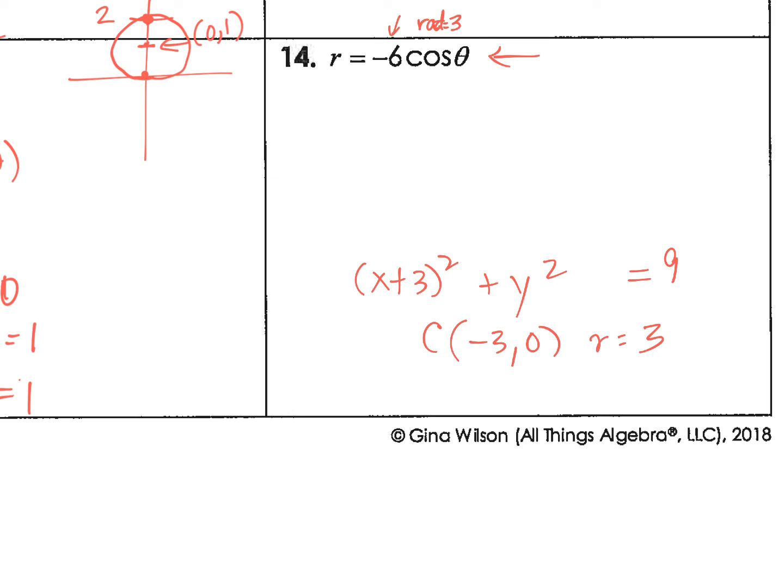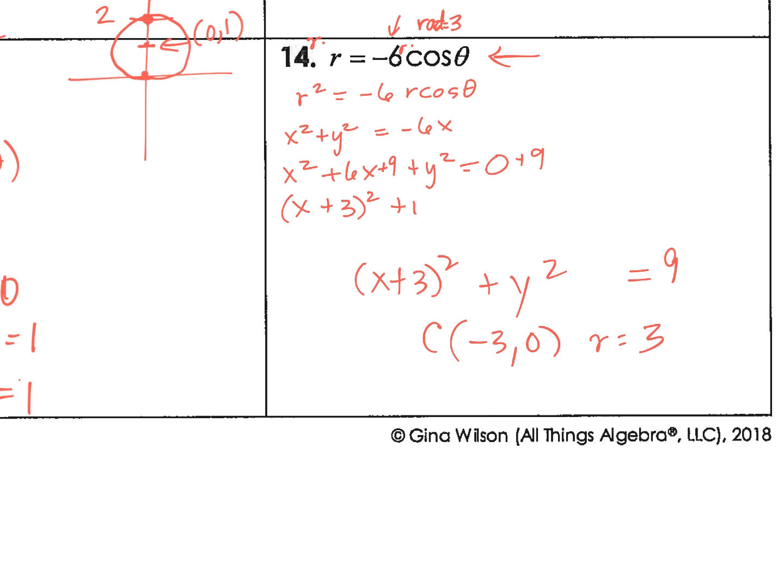Multiply both sides by r. So r squared equals negative 6 r cosine theta. So x squared plus y squared equals negative 6x. So x squared plus 6x plus y squared equals 0. We're going to add 9 to both sides. This becomes x plus 3 quantity squared plus y squared equals 9. Sure enough. Ta-da! All right.